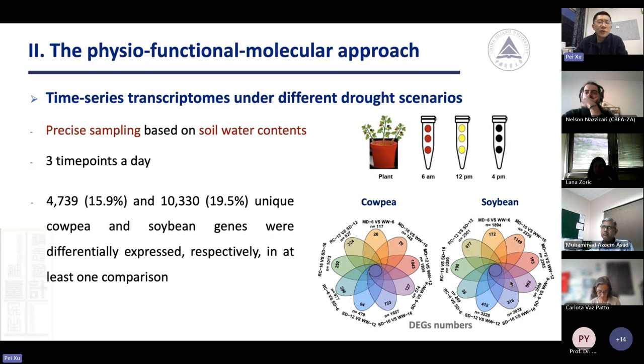Next, we wanted to understand this physiological phenomenon from a gene regulatory aspect. As I just mentioned, we collected the leaf samples based on soil water contents. We collected samples at 3 time points a day: early morning, noon, and afternoon, respectively. RNA sequencing analysis revealed that around 16% and 20% of the unique cowpea and soybean genes were differentially expressed.